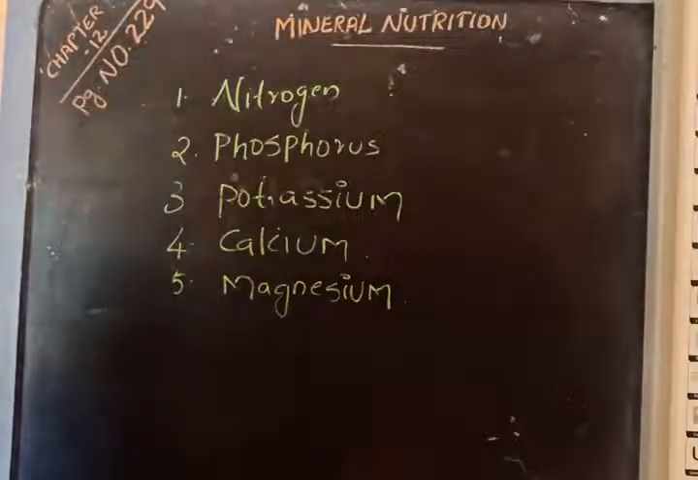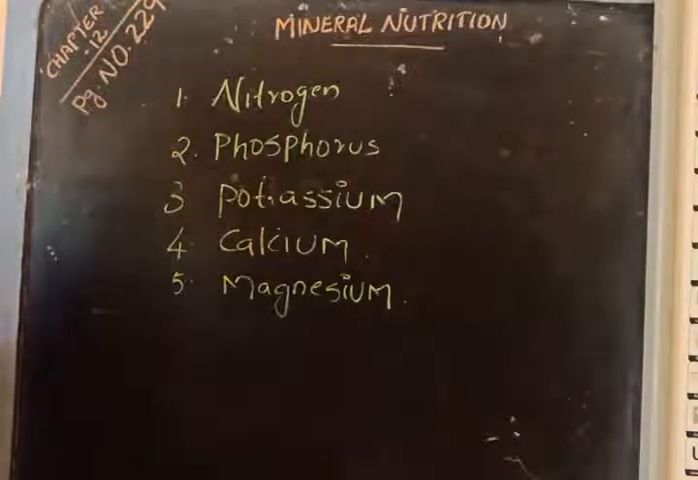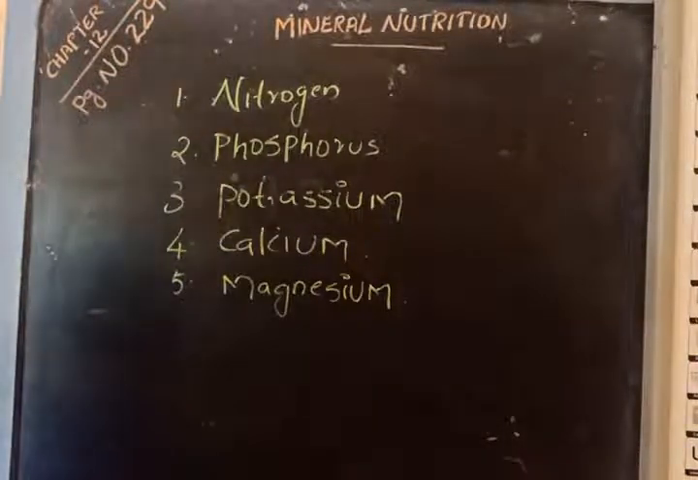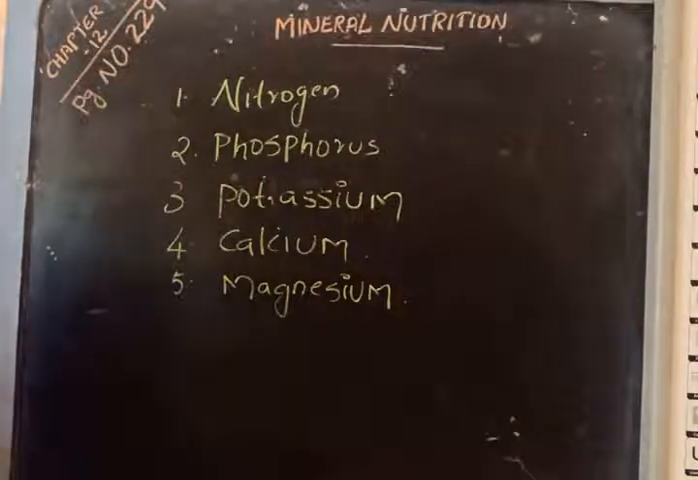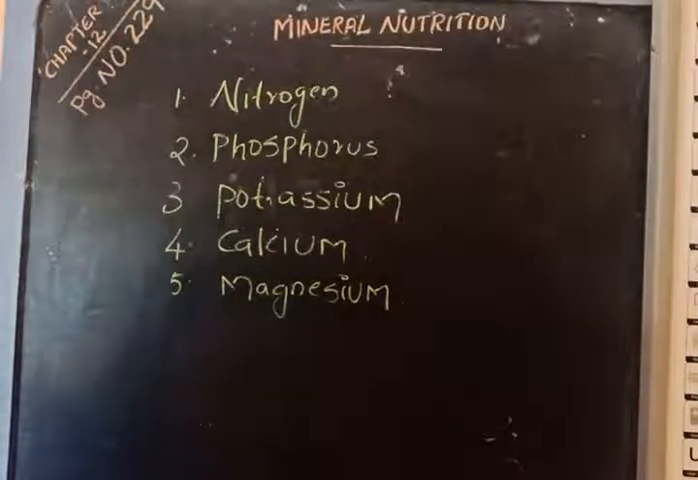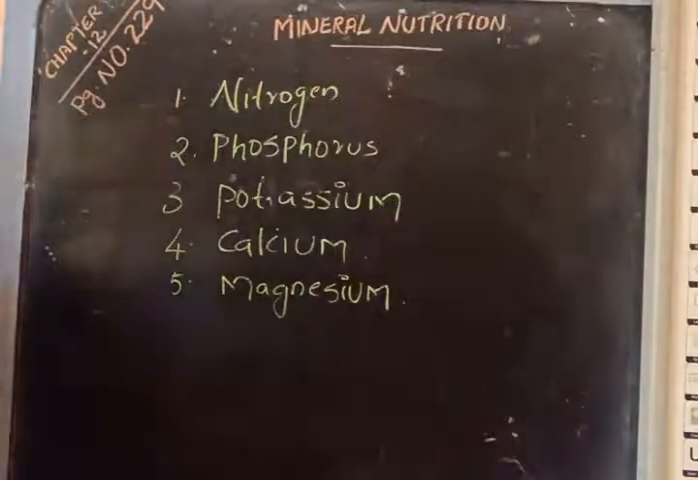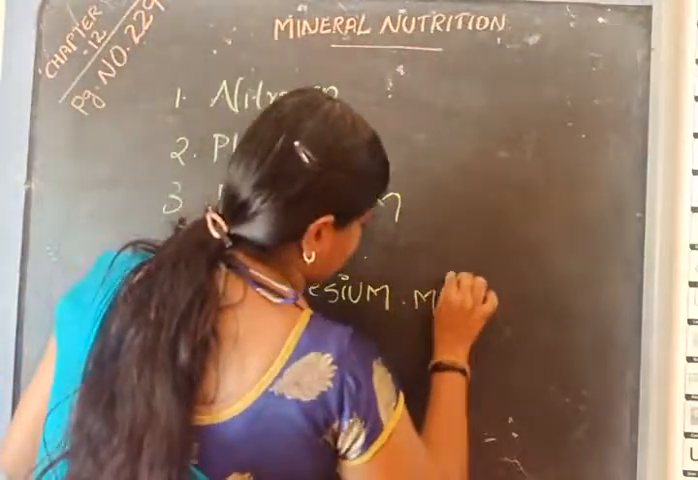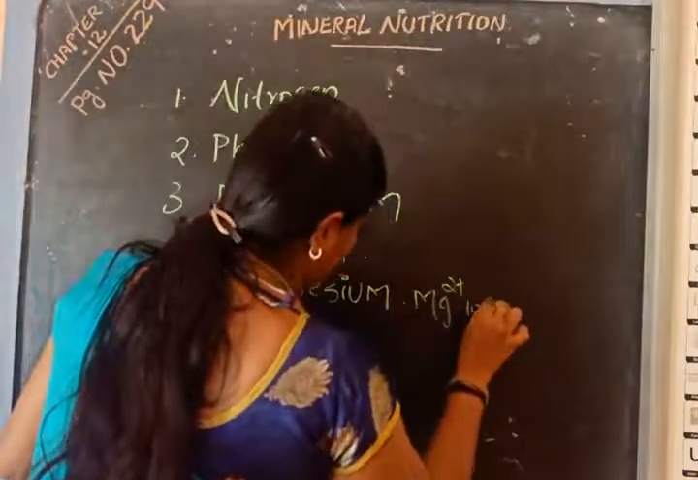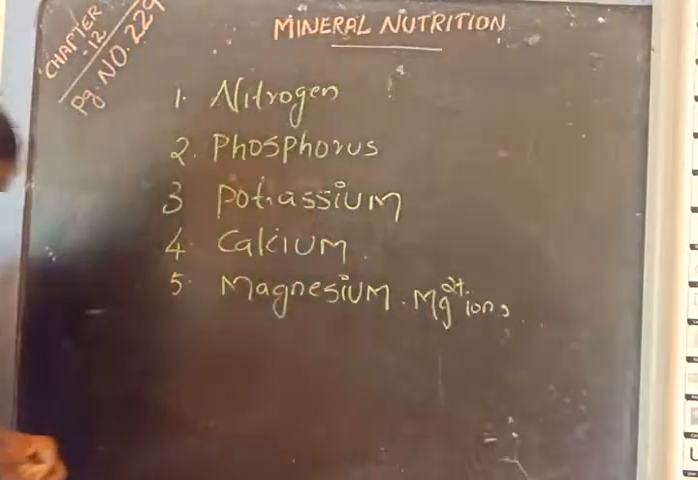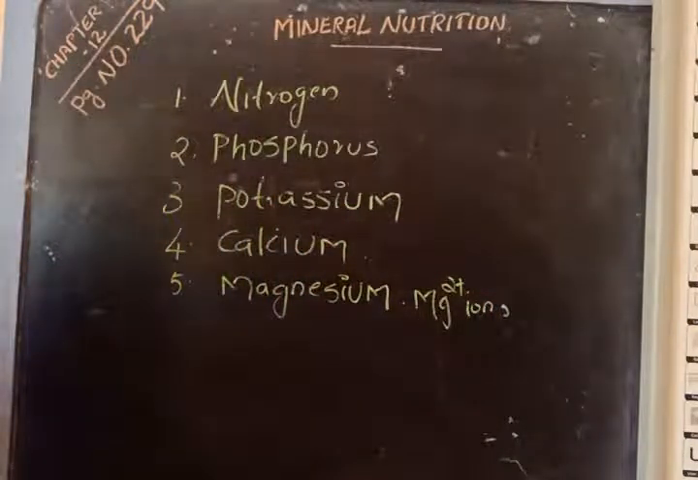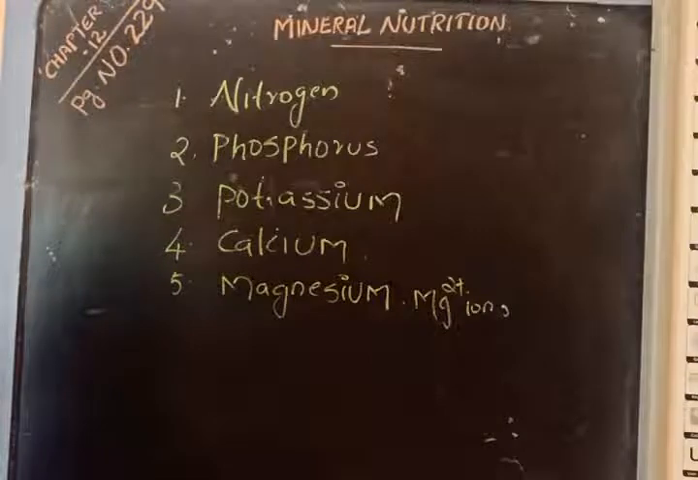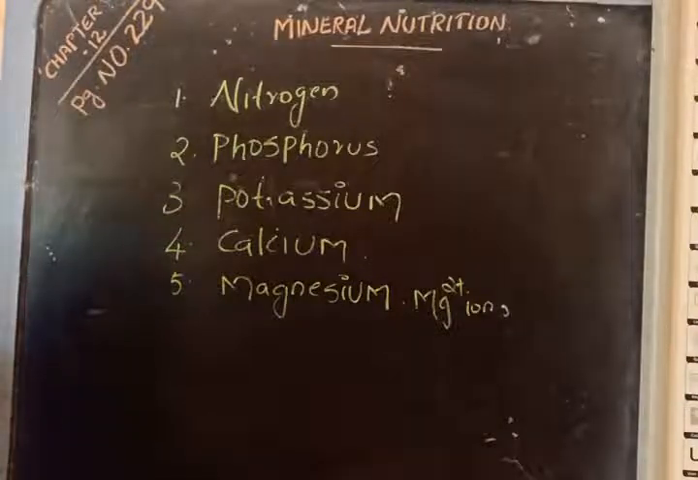It is essential for binding of the ribosomal subunits, and it is absorbed in the form of Mg2+ ions. The deficiency of magnesium causes interveinal chlorosis, necrosis, and anthocyanin formation.